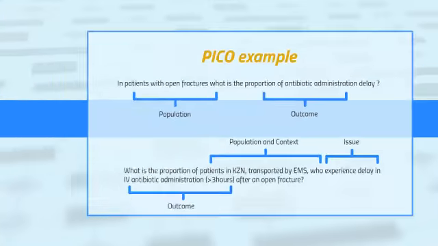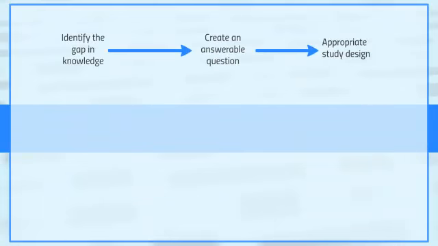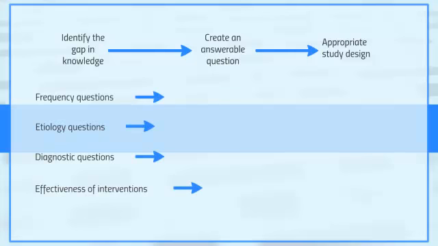So when we have identified the gap in knowledge, we've created an answerable question, and now we need to say, well, what is the appropriate design? So we have various question types. We've got questions about frequency, about etiology, about diagnostic accuracy, and questions about the effectiveness of interventions. And yes, this list is not exhaustive, but for now, these are the 4 that we're dealing with, to make things simplistic.